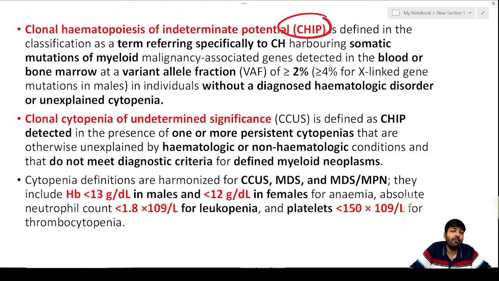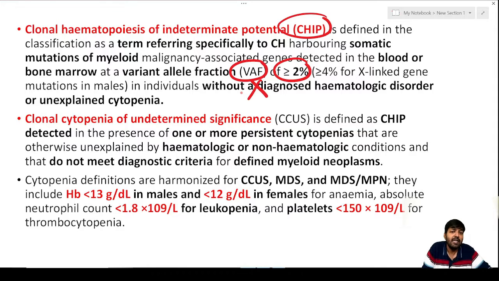Okay, mutation of which genes? Those genes which are usually associated with a myeloid disorder or a myeloid malignancy. Okay, and such mutations are detected in the blood or in the bone marrow at a VAF, which stands for variant allele fraction, of more than 2%, in individuals who do not have any signs or symptoms, like no diagnosed cytopenias, no diagnosed hematological disorder, or no unexplained cytopenia.